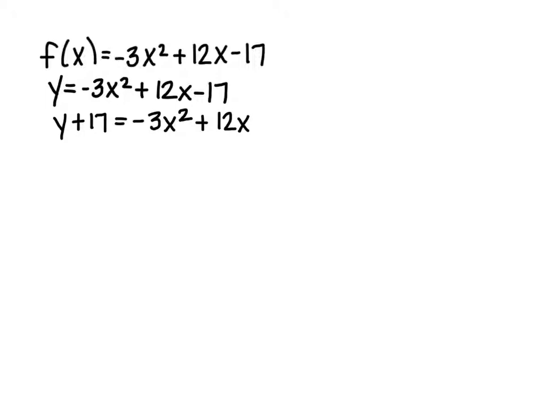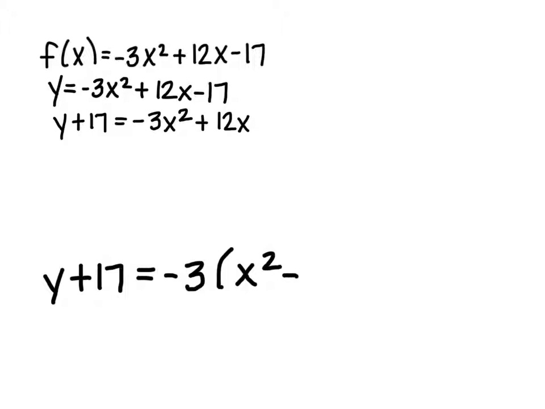Since that number in front of the x squared is not a positive 1, what we have to do next is factor out that negative 3. So our next step, we're going to keep the y plus 17, but we're going to factor out a negative 3. So now it's going to become that positive 1 x squared minus 4x.